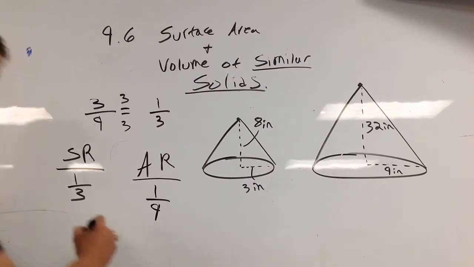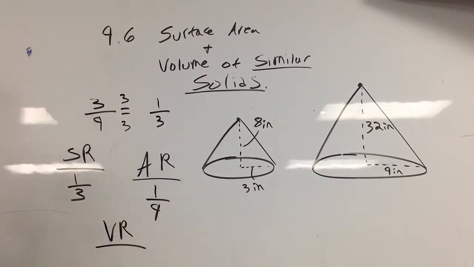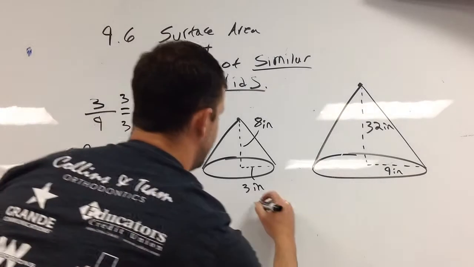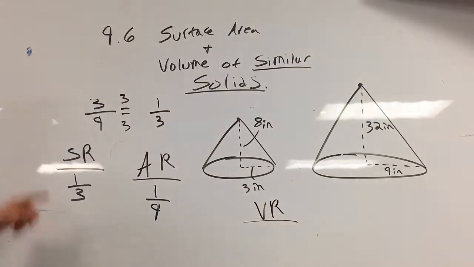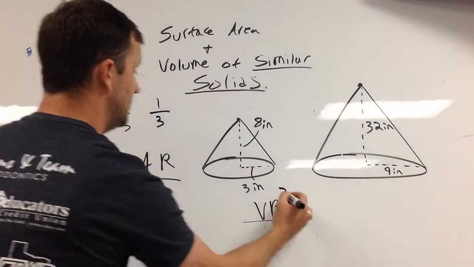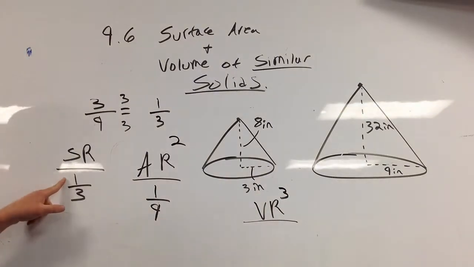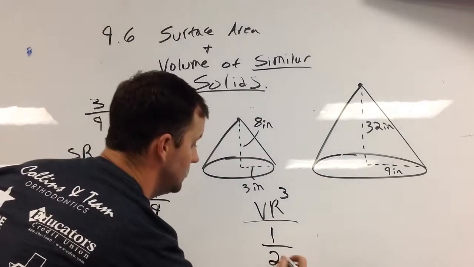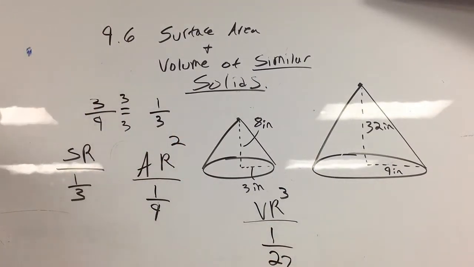And then lastly, to find my volume ratio, all I would have to do is take the similarity ratio and cube it, because remember, volume is always measured in cubic units. So I'm going to write this down here. To find the volume ratio, I would take 1/3 and cube it. So 1 times 1 times 1 is always going to be 1, and 3 times 3 times 3 is going to give you 27. So 1 over 27 would be your volume ratio. That's how you would end up finding the similarity ratio, area ratio, and volume ratio.